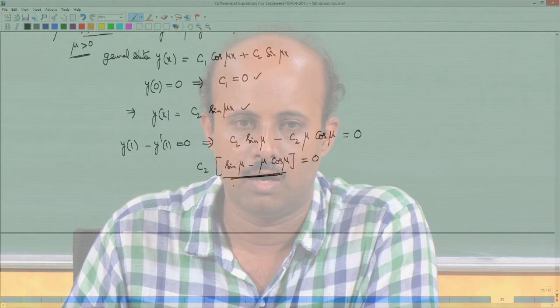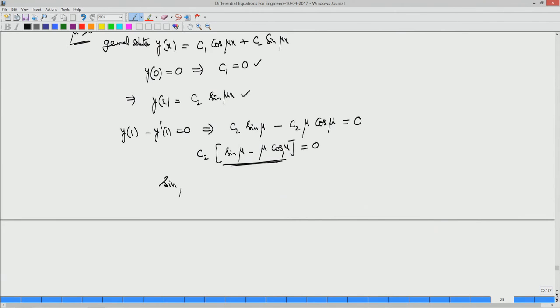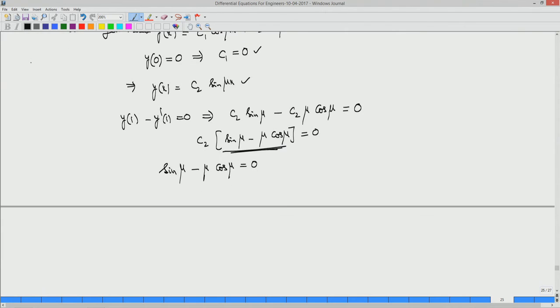But we have to see this one. This is called the dispersion relation. So sin mu minus mu cos mu, whether it has any positive mu solutions. This is actually tan mu equal to mu, right? You can just divide by cos mu, so you can rewrite this as tan mu equal to mu.